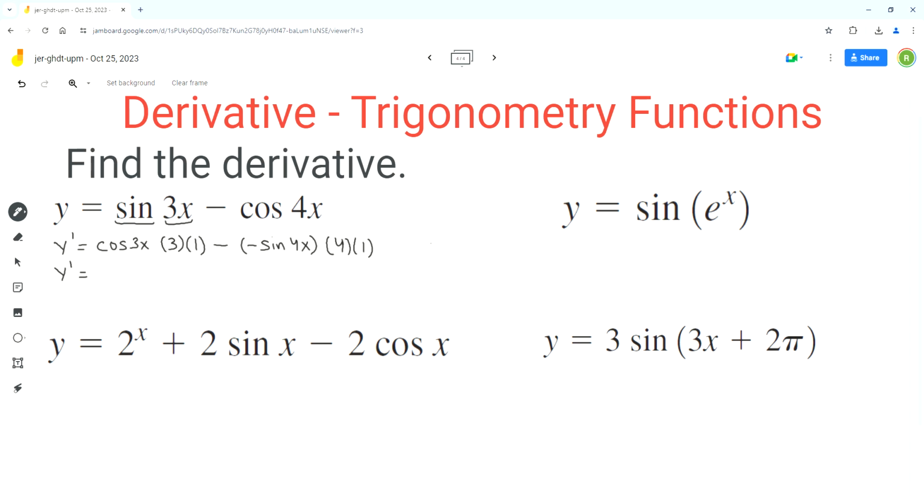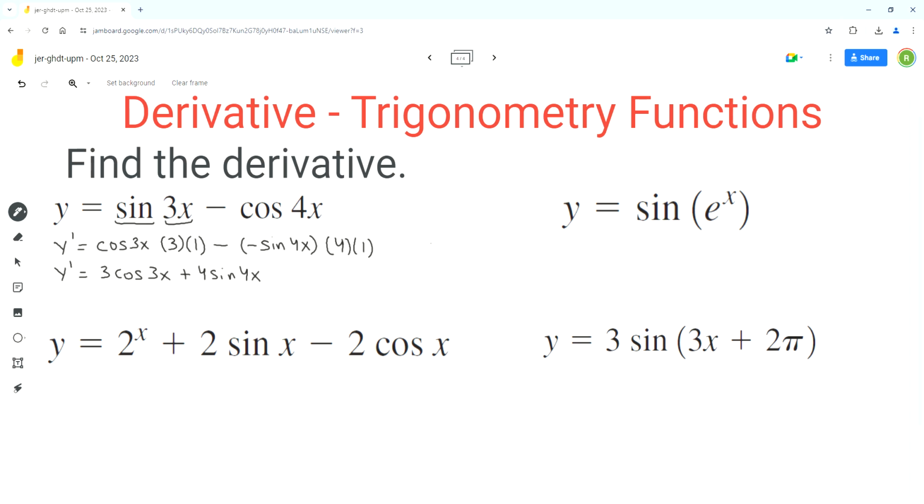Now we can simplify this expression. So in the first part, 3 times 1 is 3, and we can move 3 to the front of the cos term. Then in the second part, negative minus sine 4x will become positive sine 4x, and then 4 times 1 is 4, so we can move the 4 to the front of the sine term. So this should be the derivative of this first trig function.